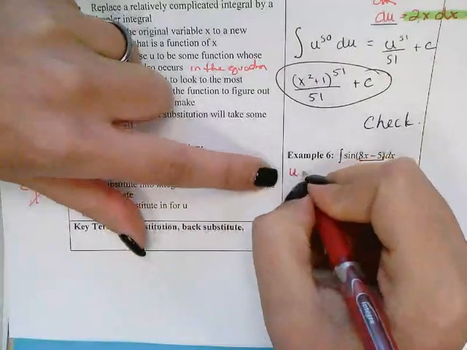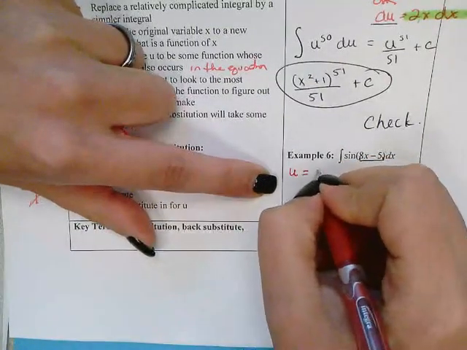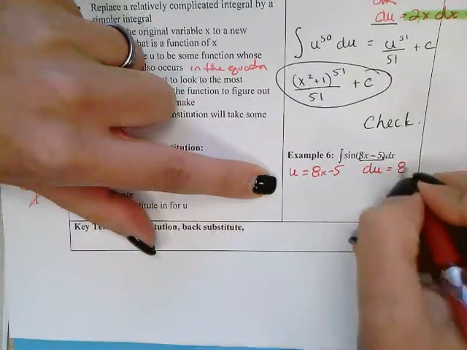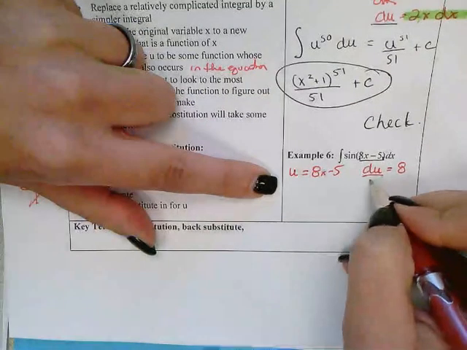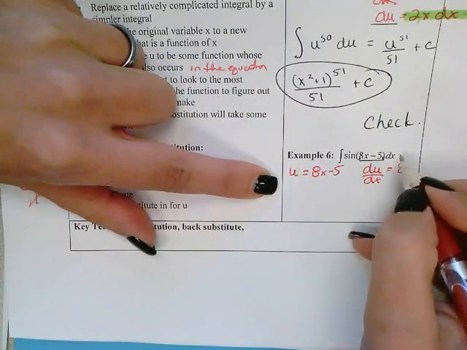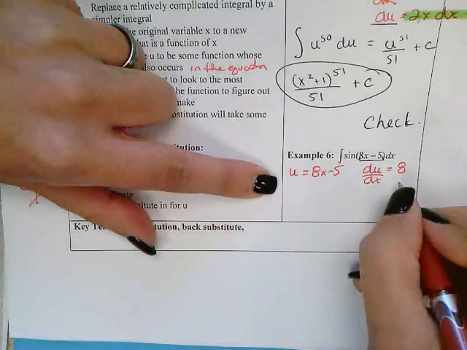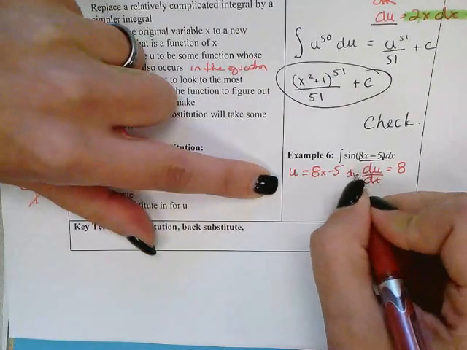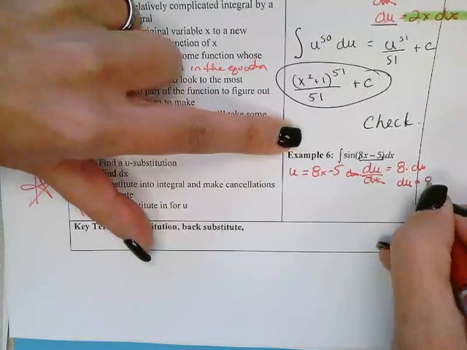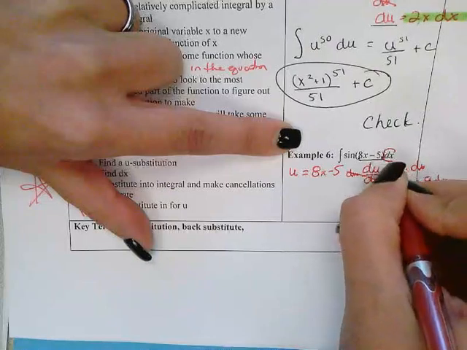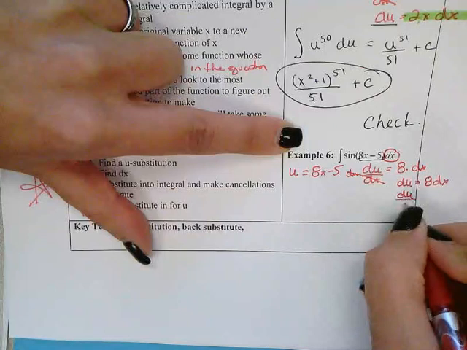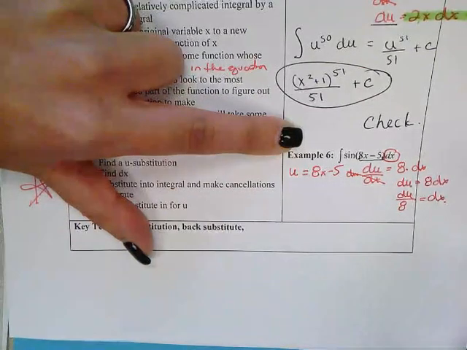So first off, the hardest thing in here is the 8x minus 5, so I'm going to let that be my u. Now du over dx ends up being 8. But there's no 8 here, okay? But that's fine. I'm just going to solve for dx by itself. So I'm going to multiply both sides by dx. So this is du equals 8 dx. And I just want to replace dx. So divide both sides by 8. So du over 8 is equal to dx.